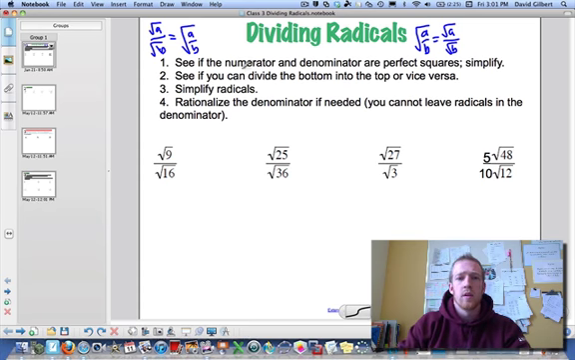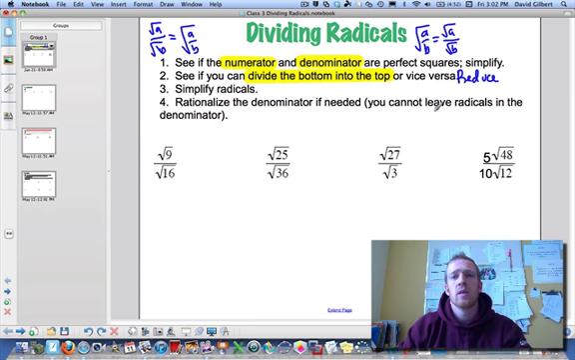Now, first, one thing you want to do is see if the numerator and denominator are perfect squares. If the numerator and/or the denominator, if you find any perfect squares, we'll simplify those right away. All right? Then you want to see if you can divide the bottom into the top, or vice versa. Basically, you want to try and reduce the fraction. So if you can reduce before you even start simplifying, that's the thing to do.